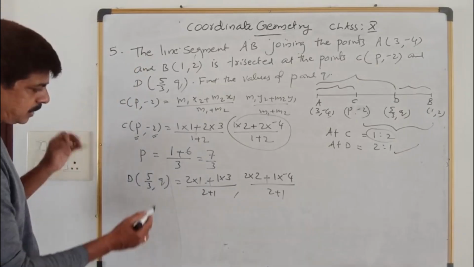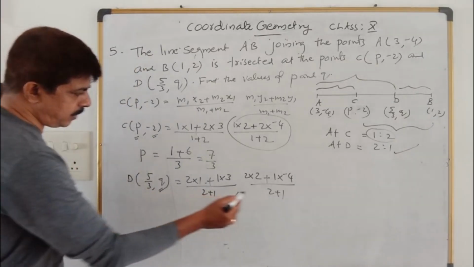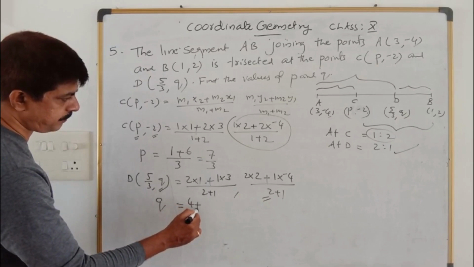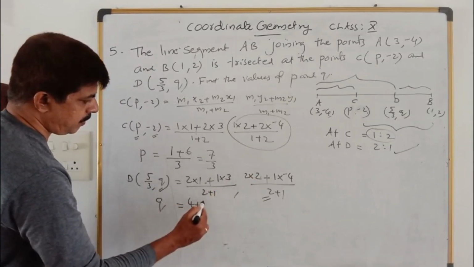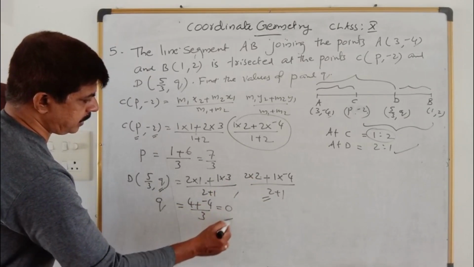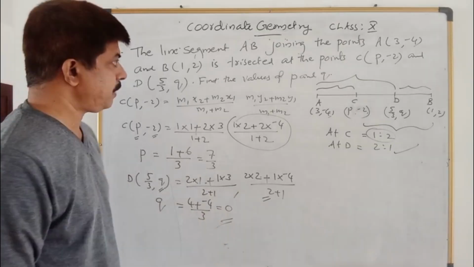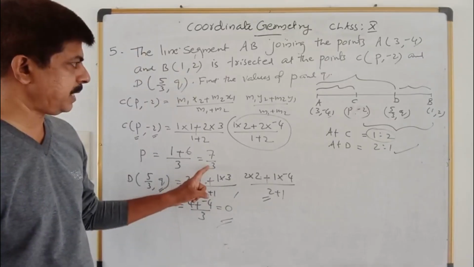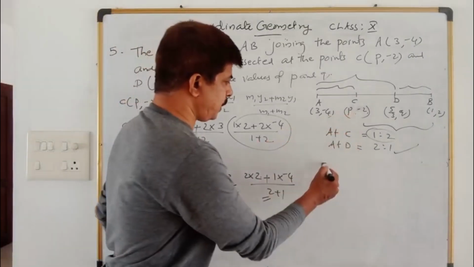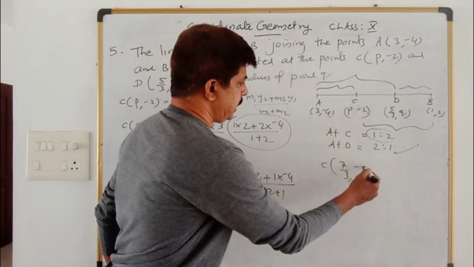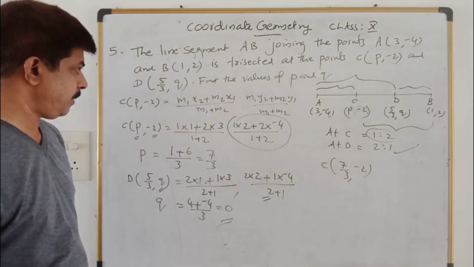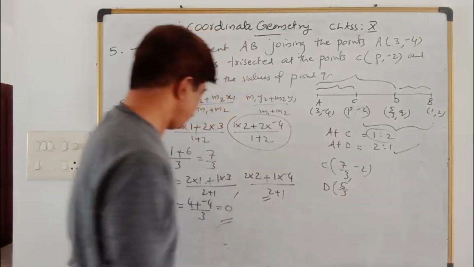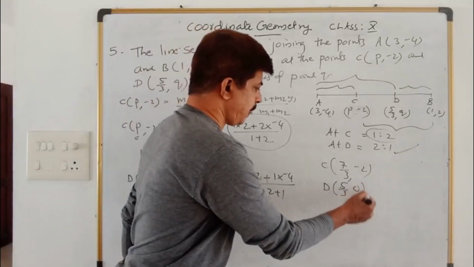Since we are asked to find the value of q, the y coordinate should be equated. q is equal to what? 4 plus 2 into 4 minus 4 by 3. So we got the q value is 0. The value of p is 7 by 3. So point C is what? 7 by 3, negative 2. And what about point D? Coordinates of the point D are 5 by 3 and the q value we got is 0.